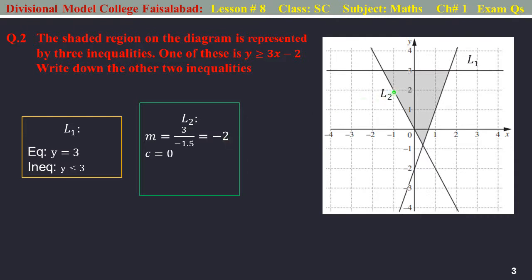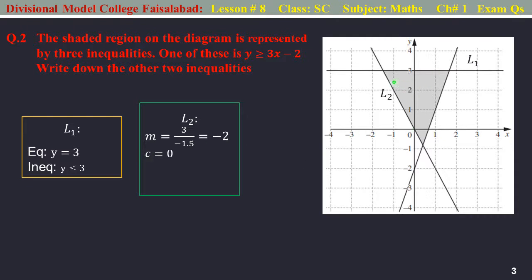You can also take this point. Moving from this point to this point, we will have to rise 2 units and run -1 unit: 2 units above and 1 unit to the left. So your gradient is 2 units rise, which is positive, and 1 unit run, which is negative. So 2 over -1 will again be equal to -2, and its y-intercept is 0 because this line is passing through the origin.